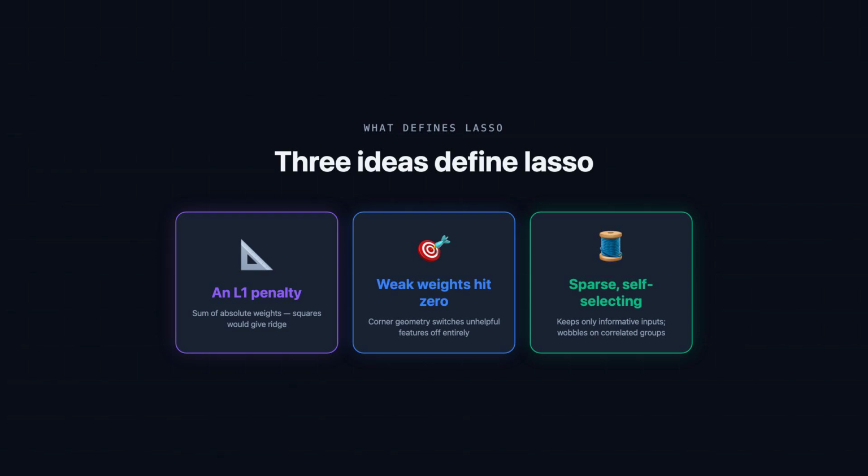The catch is that among a group of correlated features, Lasso tends to keep one arbitrarily and 0 the rest, and it can wobble when features outnumber samples, which is exactly why elastic net blends in a little L2.